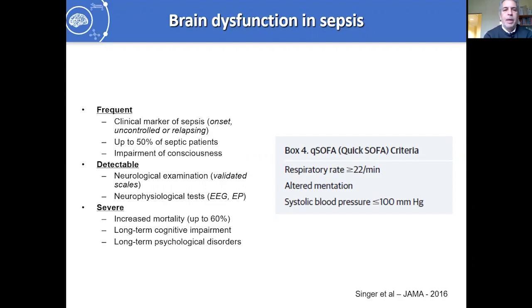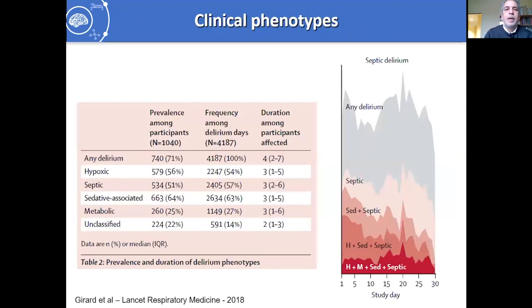4-score for coma. Because it is an encephalopathy, it is associated with EEG abnormalities. Therefore, EEG can be used for detecting or monitoring brain dysfunction in septic patients. It is a severe condition as it is associated with increased mortality in up to 60% according to the severity of disorders of consciousness. It is also associated with long-term cognitive impairment and long-term psychological disorders.